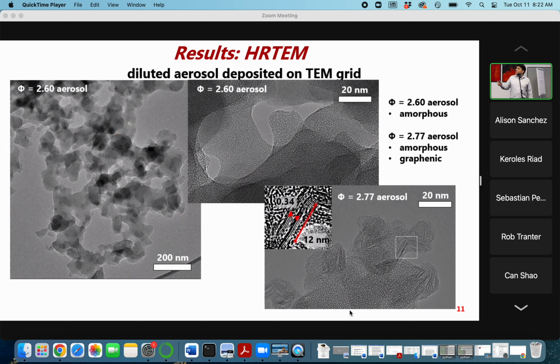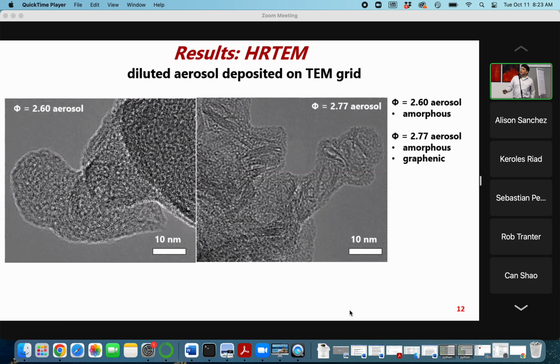And so this is what we're looking at by this aerosol deposition: for the most part, it's hard to find these features at the lower equivalence ratio, but if the equivalence ratio is increased, you start to see these components. It's amorphous, but you also see these other more ordered structures come out. So here are a couple more examples. In 2.6, you can see a little bit of traces of this graphene-like behavior, but in the 2.77 case, it's much more prominent.